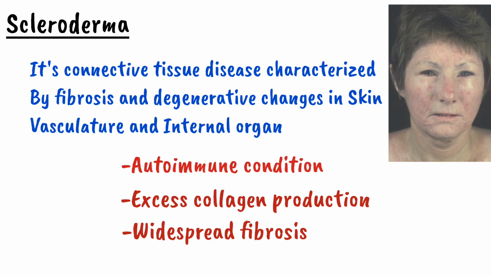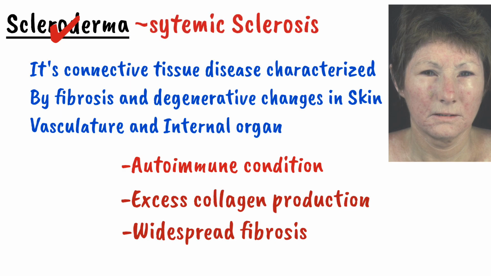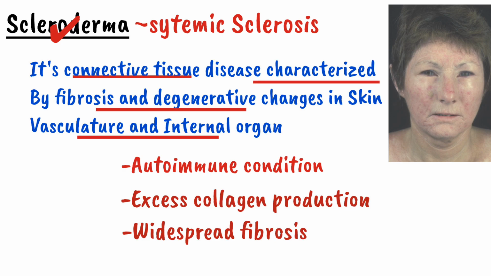Hello everyone, today the topic which we're going to study is Scleroderma. Scleroderma is also called systemic sclerosis. What is Scleroderma? Scleroderma is a connective tissue disorder characterized by fibrosis and degenerative changes in skin, vasculature and internal organ. It is actually an autoimmune condition which leads to excessive collagen production.